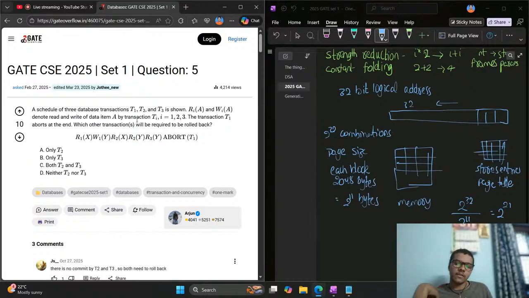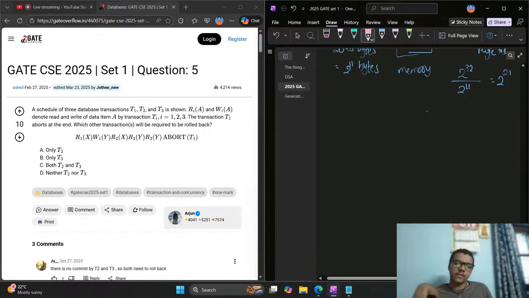So 3 transactions. Read and write, okay. So let's draw the table. T1, T2, T3. R1 X, W1 Y, R2 X, R2 Y, R3 Y.